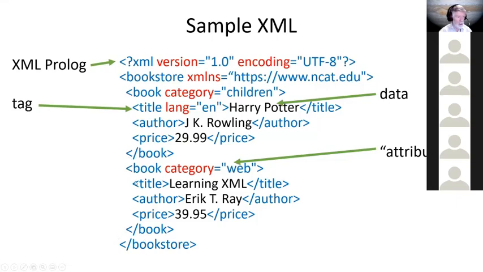And then there's another book. And inside the book, there are 3 other entities. There's title, author, and price in this example. Again, you can make up the tags as you see fit.